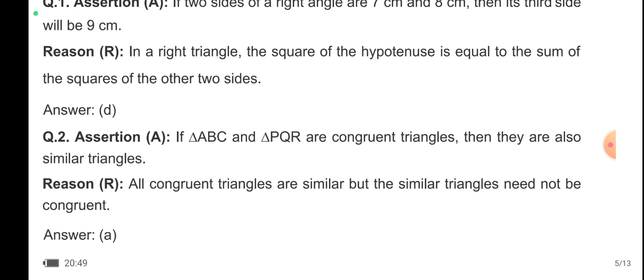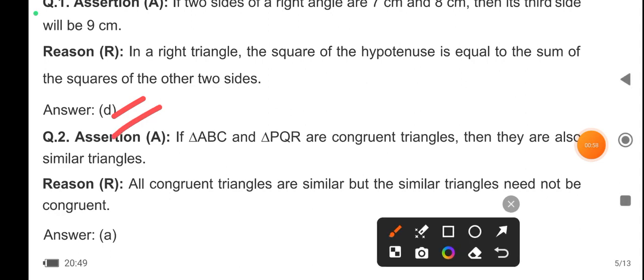Reason: they're talking about the Pythagoras theorem. In a right angle triangle, the square of the hypotenuse is equal to the sum of the squares of the other two sides. Yes, correct. So the first one is D, clear, check.